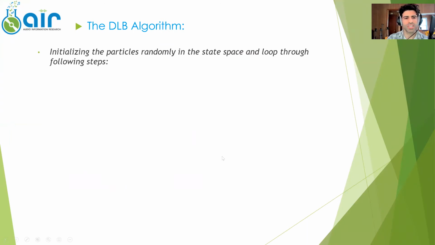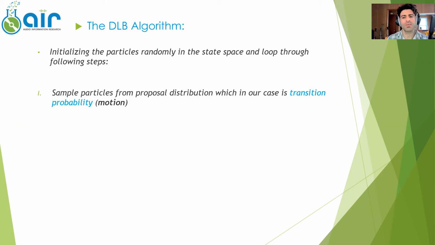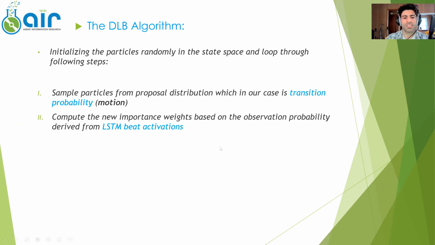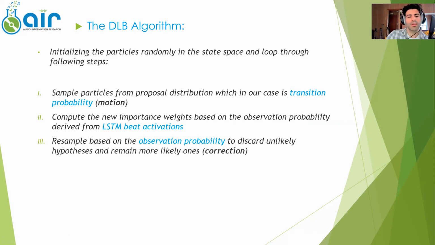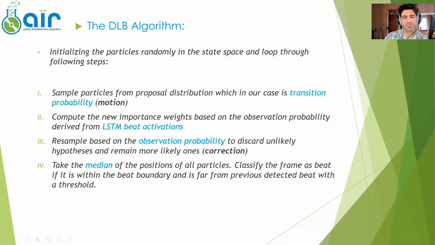So how our algorithm works. We have an initialization section that just distributes the particles uniformly in our state space. And then we update the state locations based on the transition probability. And then based on the new positions, we give them the weights that are coming from the LSTM activation functions, and gamma, a very small number, if they are non-beat. And then we sample based on their weight. And then based on the median of the cluster, we can say where the position is now.